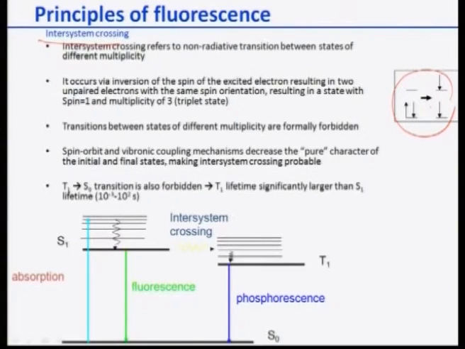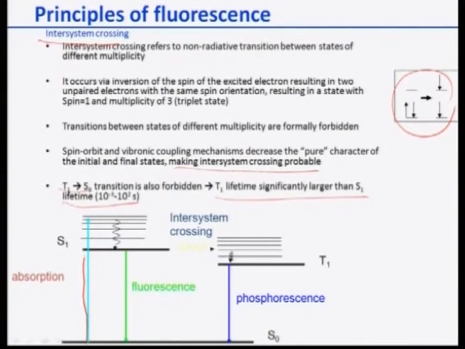Transitions between states of different multiplicities are formally forbidden, not at all allowed, and spin-orbit and vibrational coupling mechanisms decrease the pure character of the initial and final states, therefore making intersystem crossing more probable. Now, what I mean to say is that the T1 to S0 transition is always forbidden and the T1 lifetime is significantly larger than this.